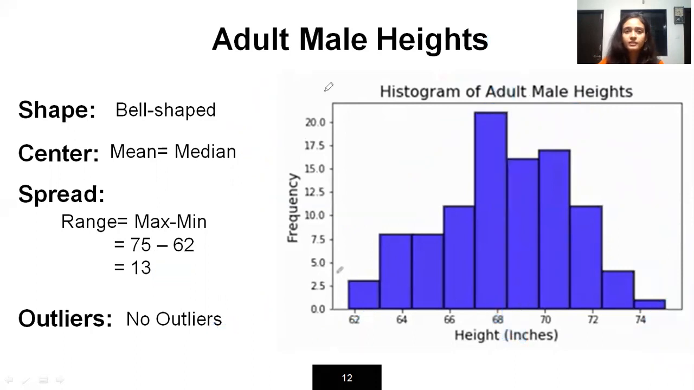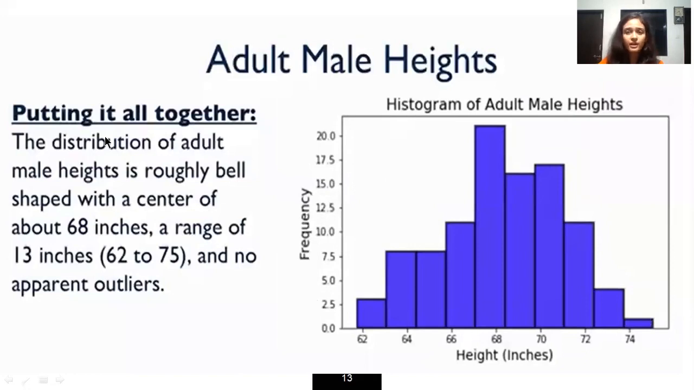Now let's see all these things together. Putting all the things together, the distribution of the adult male heights is roughly bell shaped with a center of around 68 inches and a range of 13 inches and no apparent outliers. So from this graph I can see that in my adult male graph, all the persons are senior citizens, because age is starting from 62 and has a maximum age of 75. So in my data set, all the senior citizens' data are present over here.